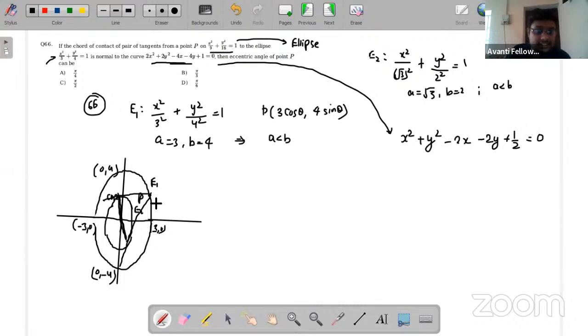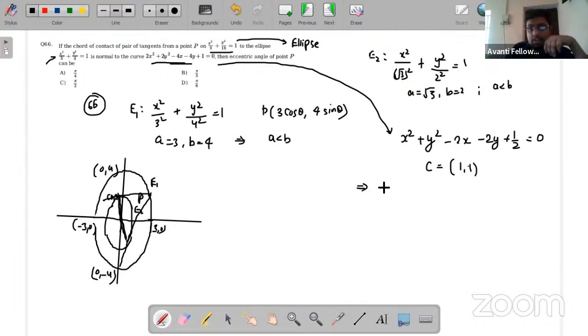Okay, so what it is saying is that this chord of contact is actually normal on this curve. That means this chord of contact, normal is what? A normal is always passing through the center of the circle, right? So we'll find out the center. Center here is 1 comma 1, right? So it means that chord of contact will be passing through 1 comma 1.